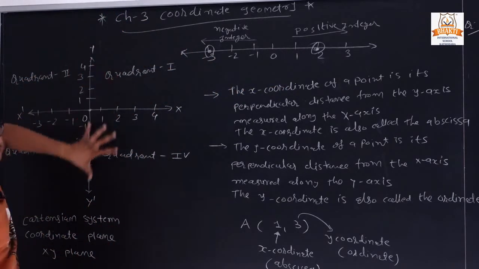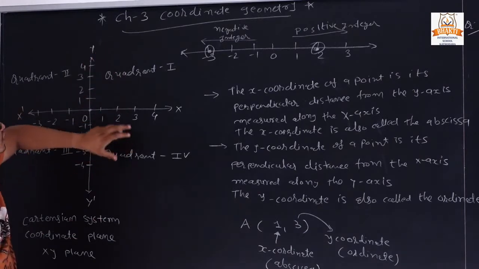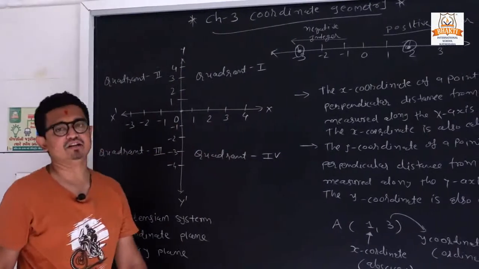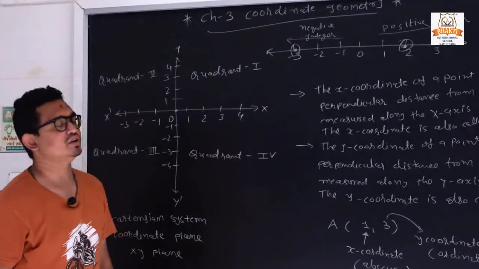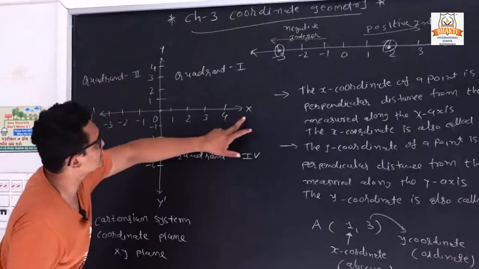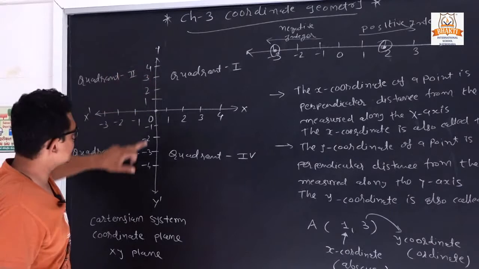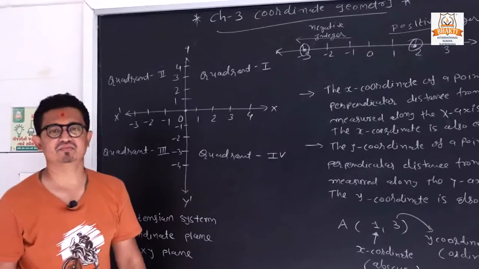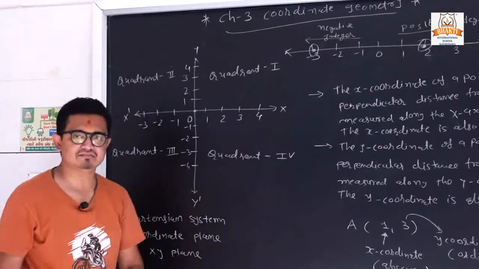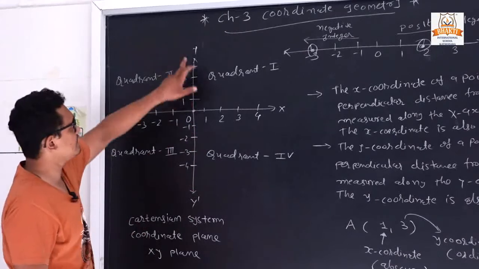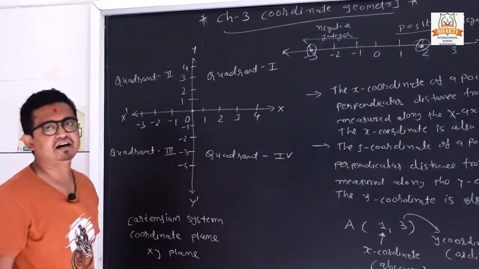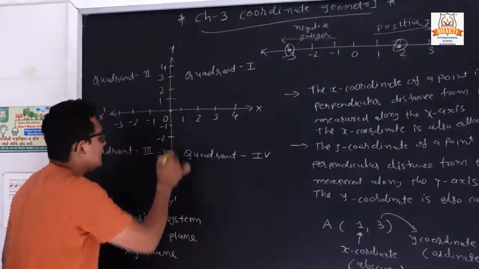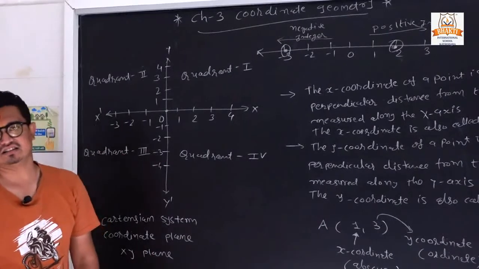So it is the xy plane. In this xy plane, what happened? It is in 2D, 2 dimensions, and here we have only 1 dimension. In 2 dimensions, we have 2 axes, the x axis as well as the y axis. This system is also called the Cartesian system. Sometimes it is also called the coordinate plane, and it is also called the xy plane because we have 2 lines, x axis and y axis. The horizontal line is referred to as the x axis, and the vertical line is referred to as the y axis.